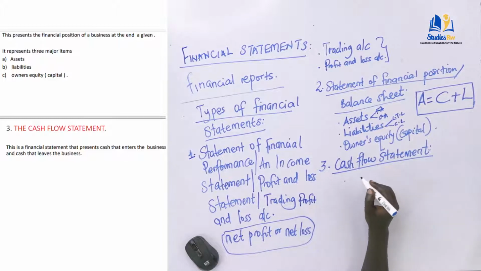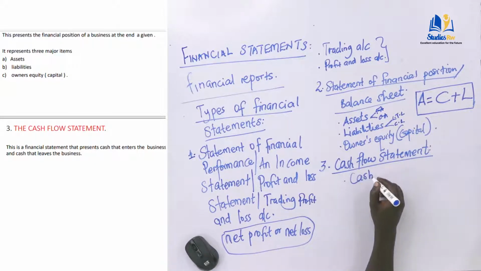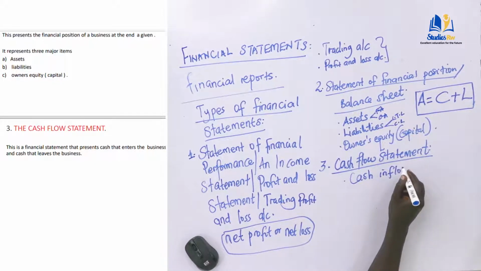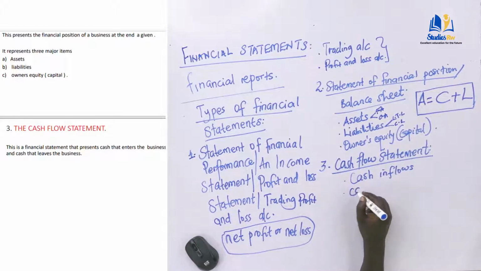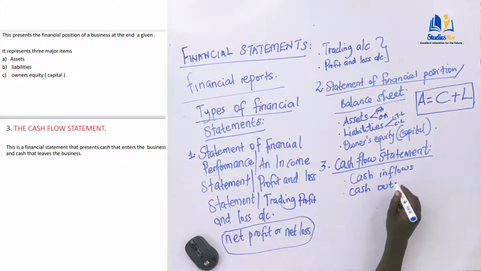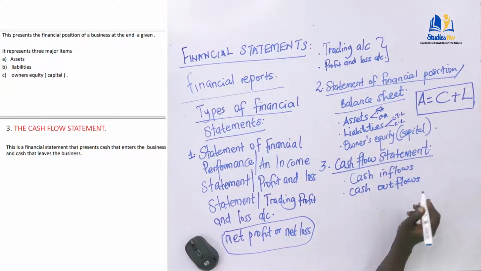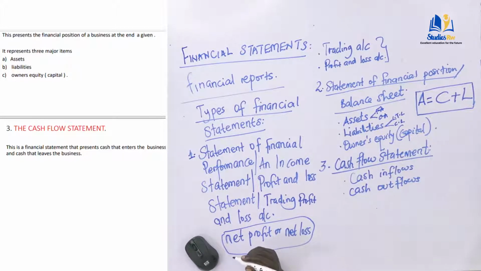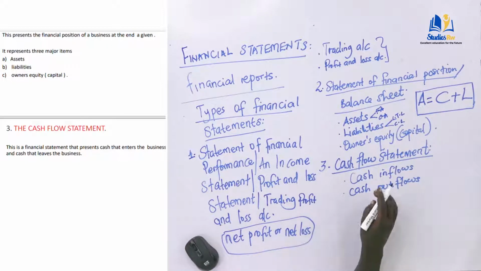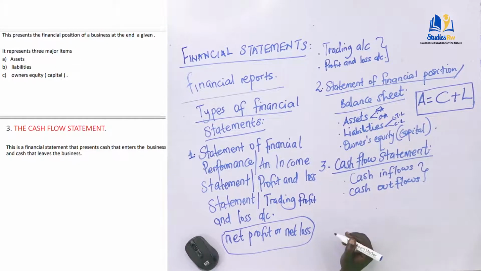The cash flow statement is a financial statement that shows where the business gets cash and how that cash is spent. In other words, it shows the sources of cash, what we call cash inflows, and it has to portray information on cash outflows. Very, very important. With these cash inflows and cash outflows, at the end of it all, you have to balance the two.